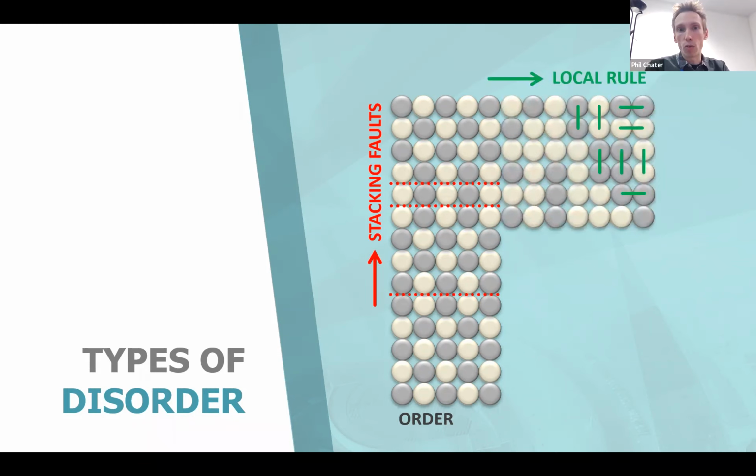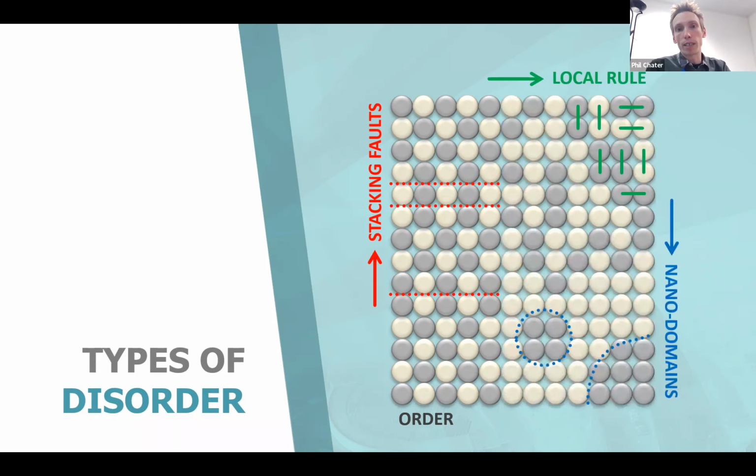We might have things called local rules, where locally we have these atoms pairing up. Or we might have systems of these nanodomains, and there's nothing intuitively to say that any one of these things is more or less likely than another in one system. And you could easily have coexistence of multiple of these effects happening within the same system. So it's quite important to characterize your materials as best you can and try to find what elements of disorder are most likely in your systems. So that's the types of disorder that we might be looking at.